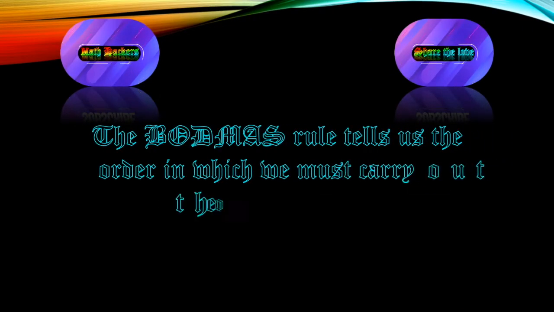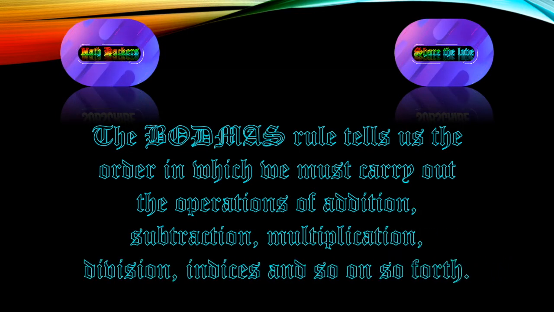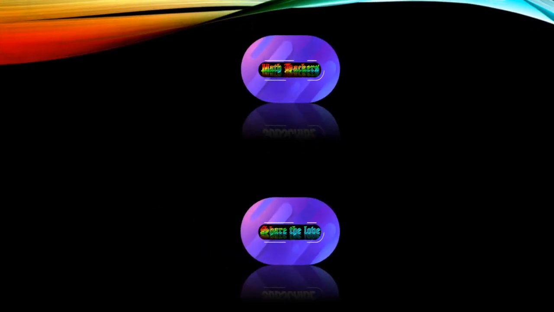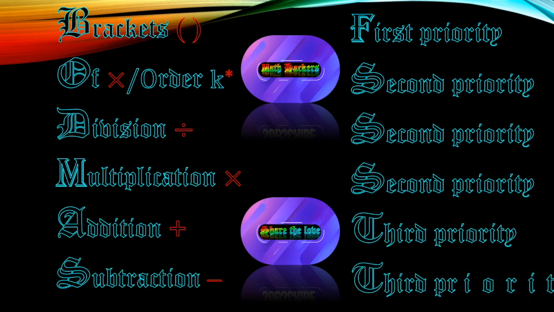The Bodmas rule tells us the order in which we must carry out the operations of addition, subtraction, multiplication, division, indices, and so on and so forth. This is just an acronym for Bodmas, which states a specific order of operations when engaging in multiplication, division, addition, subtraction, powers, indices, and so on and so forth.